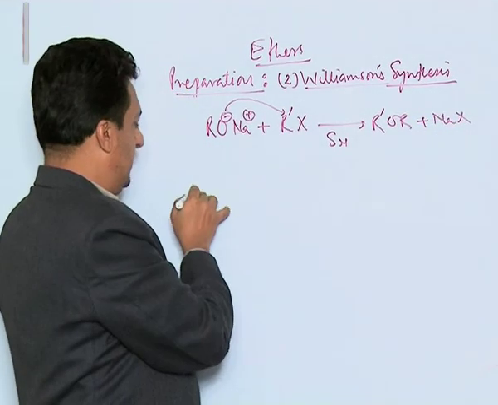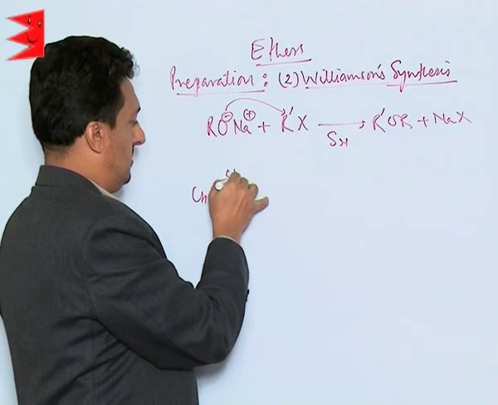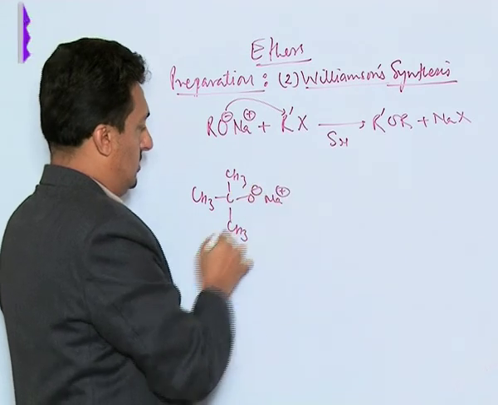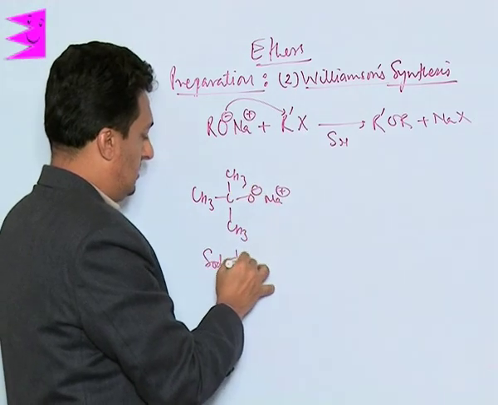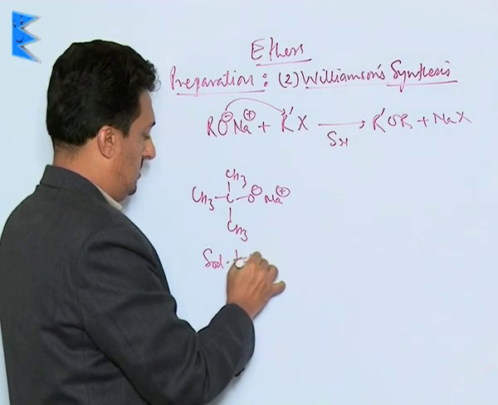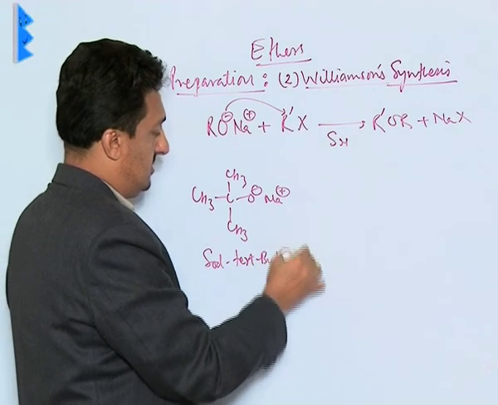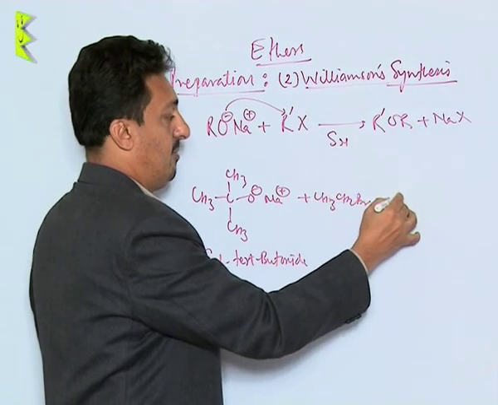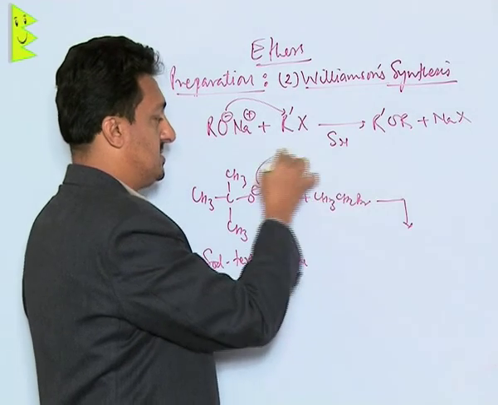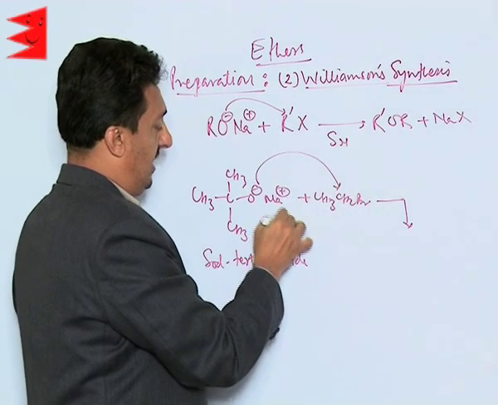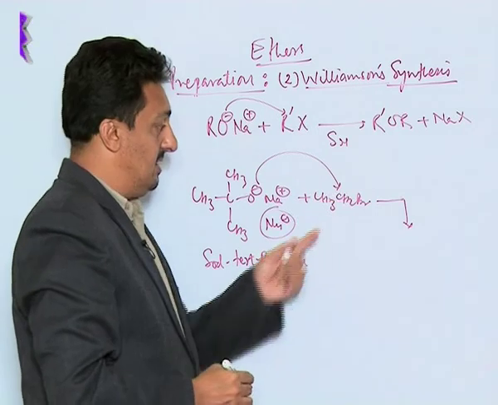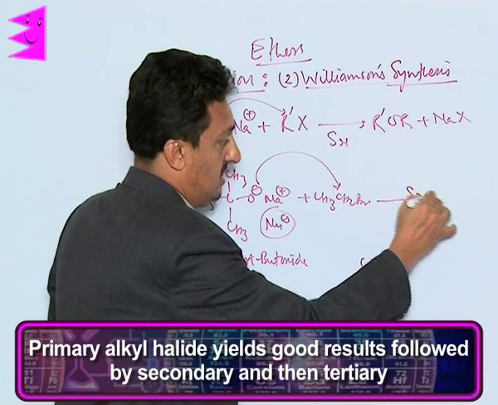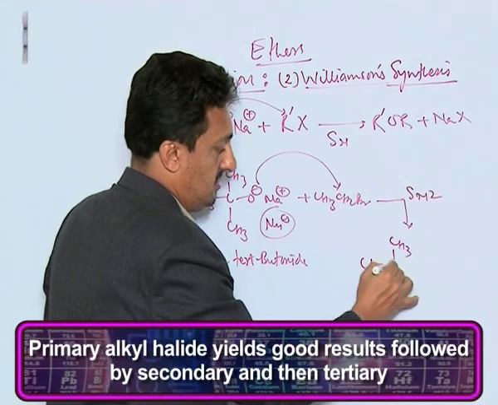Now what you need to know is that if we have taken sodium tert-butoxide and we have taken ethyl bromide, remember what happens is this: as a nucleophile attacks on the ethyl bromide, this results in the formation of this ether by SN2 mechanism.